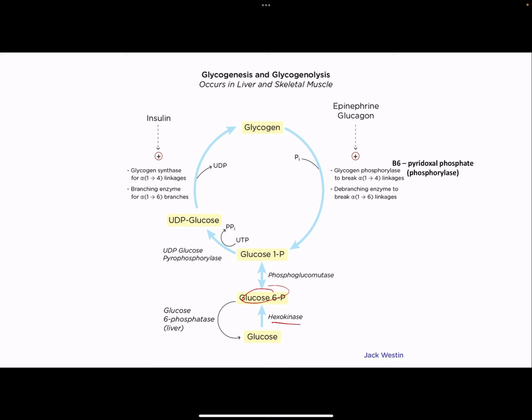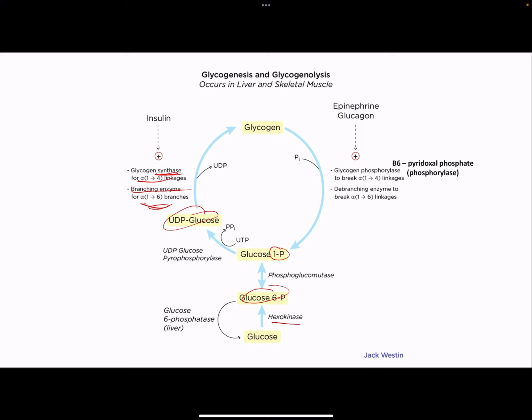We can isomerize it to become a 1-phosphate, boring. We can swap it with a UDP glucose, boring. Now is the more important stuff. UDP glucose can be used to synthesize these alpha 1,4 bonds with glycogen synthase, and the branching enzyme can make these alpha 1,6 bonds. Again, remember it's like 1 in 10 of the bonds that are going to be alpha 1,6, just to increase the density of the glycogen sugar.